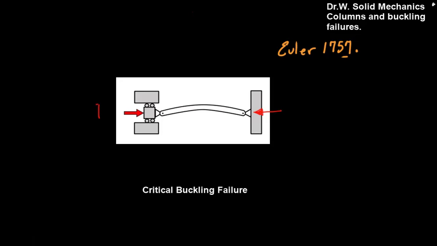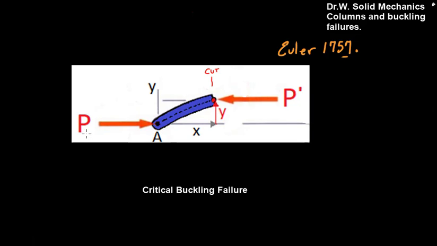Here we're compressing the column with a load P at both ends. We'd like to analyze it here in the middle. We can call this X, and we'll call this axis Y. And if we make a cut here, we can analyze the forces at the cut. Here's the external load, P. And here's the internal reaction, P.